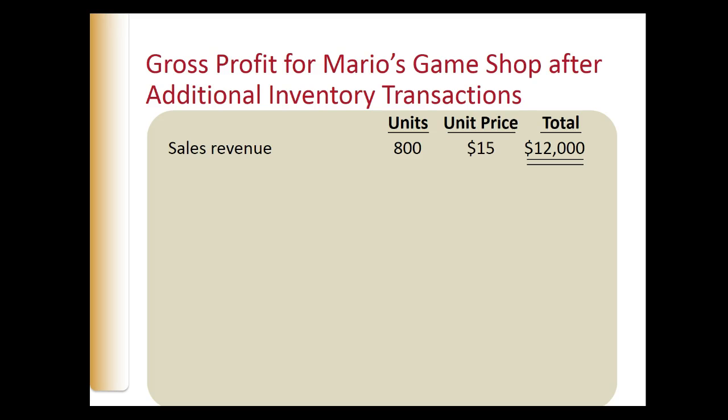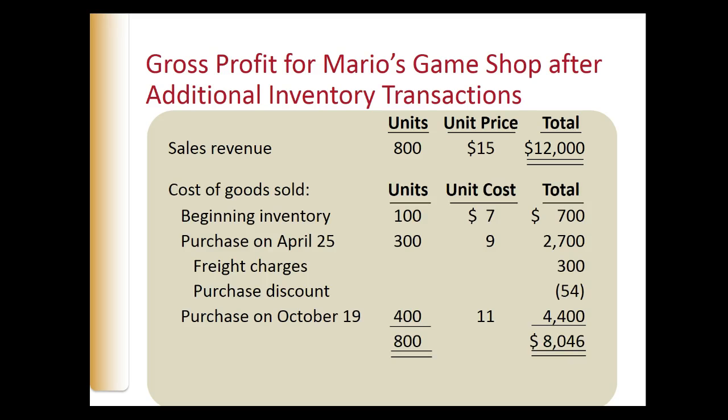Let's take a look at what happened to gross profit after accounting for the additional inventory transactions related to freight charges and the purchase discount. Notice that the cost of inventory sold increases for the amount of freight charges and decreases for purchase discounts.